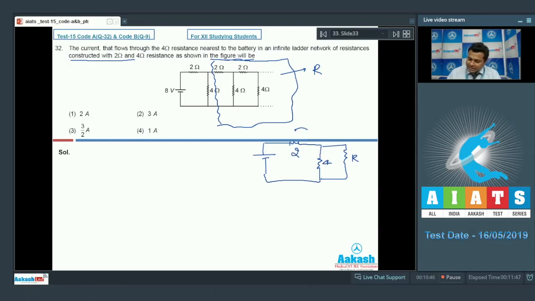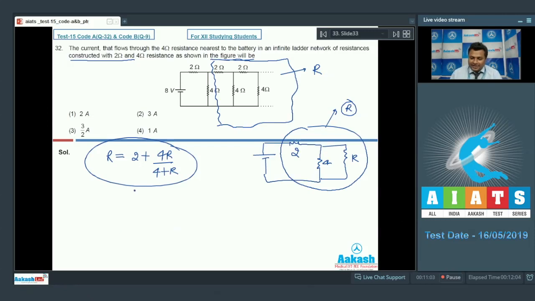Now the total resistance will also be equal to R. So net resistance R will be the equivalent of these three, that is 2 plus 4R upon 4 plus R. Solving it, we get a quadratic equation, R square minus 2R minus 8 equals 0. Two values of R are possible, 4 ohm and minus 2 ohm. Resistance cannot be negative. 4 ohm will be our answer. Now this also becomes 4 ohm.